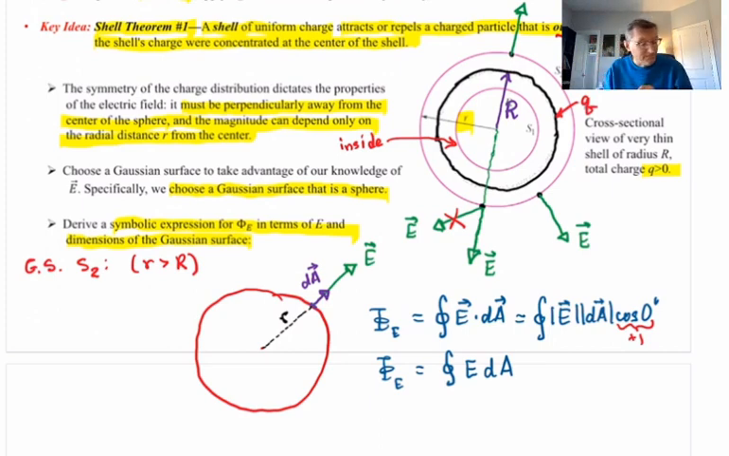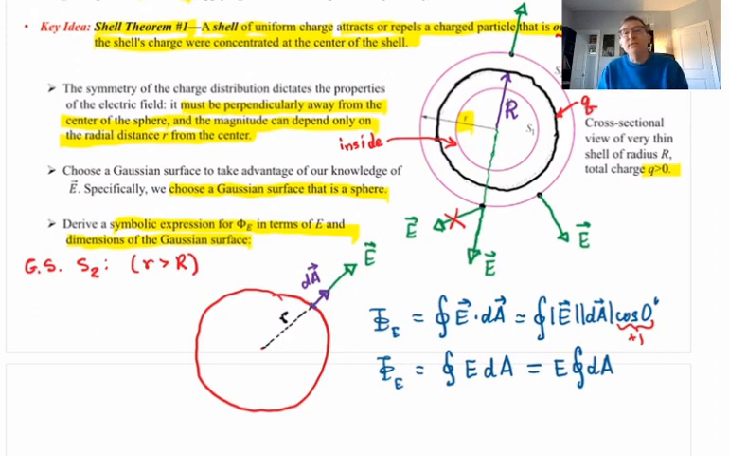Here's the important thing. Since the magnitude of the field can only depend on the radial distance from the center, that's the little r in the picture, every point on the spherical Gaussian surface is the same distance from the center, little r. So every point on the spherical Gaussian surface has the same E magnitude. And so, and this next step is crucial, I am justified in bringing the E magnitude outside of the integral.